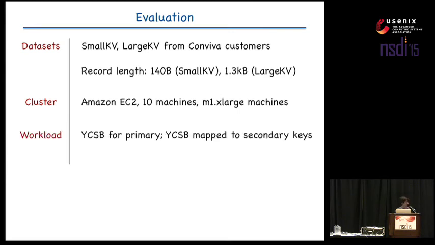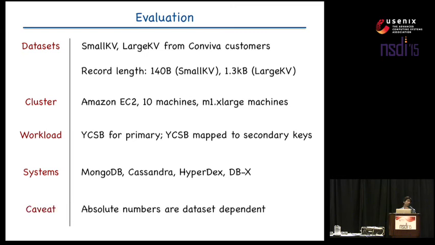We compared against 7 systems, but 4 of the systems are in the paper: MongoDB, Cassandra, Hyperdex, which actually supports search, and DBX, a good columnar store, which is actually surprisingly good. One thing that I want to mention here is that some of the numbers, especially in terms of compression, actually depend on the data set. So the important thing is the trend, not the exact numbers.